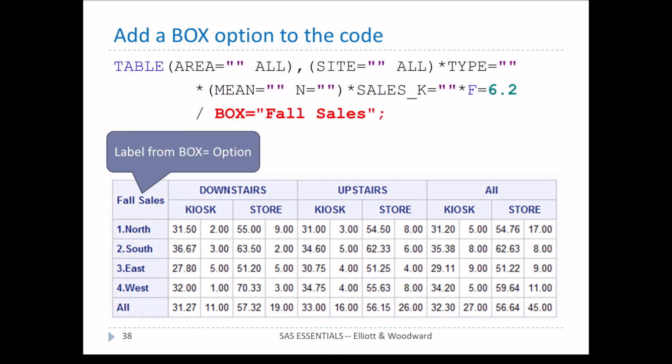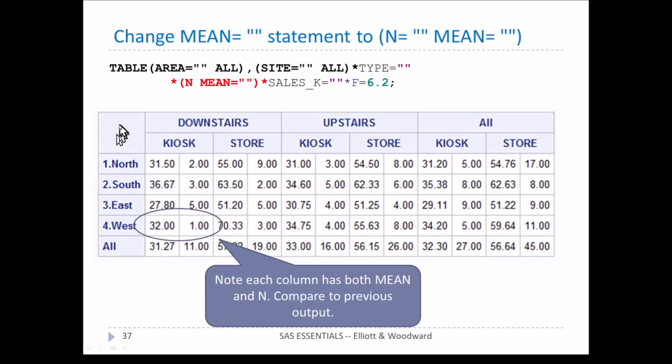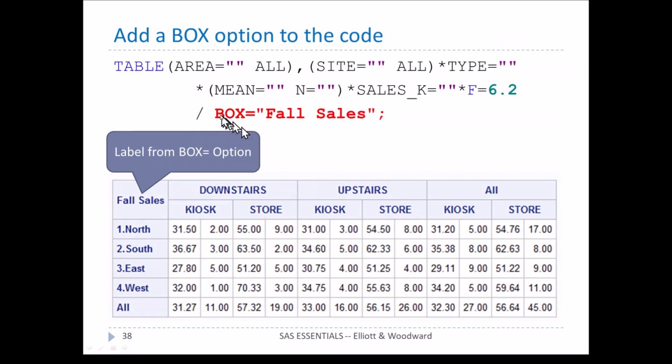Now if you'll notice, this box over here doesn't have anything in it, but if we want to put something in that, we can use the /BOX equals fall sales. All this does is give a label to the blank box that's over here in the upper left of our table. So we can put whatever we want there, again, to provide more information in our table that makes it more readable and more understandable to whoever we're going to give it to.